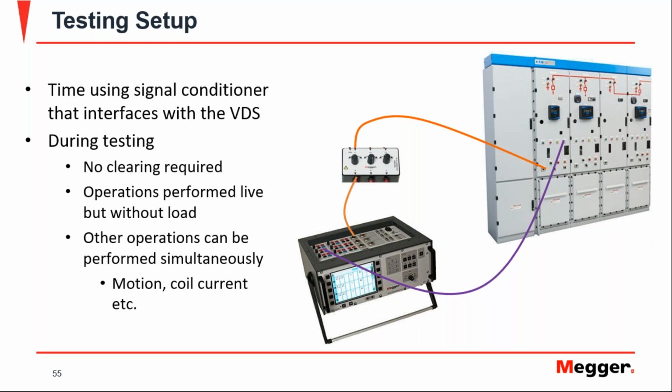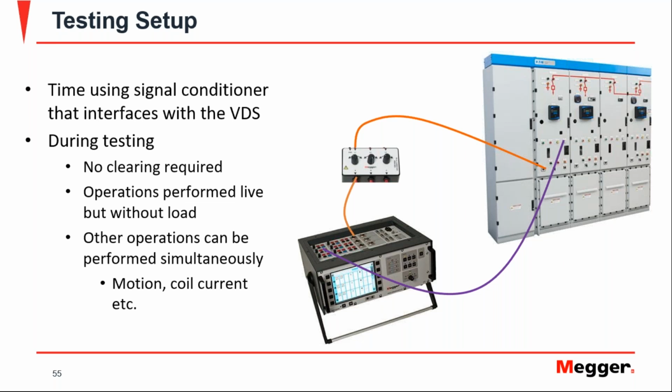You don't need to clear the breaker. The only thing is that the operation has to be done without load, so the load has to be transferred to another circuit, but you don't need to take the breaker totally out of service, and you don't need to do any grounding or anything like that, because you're just opening the breaker and closing it as in a regular operation.